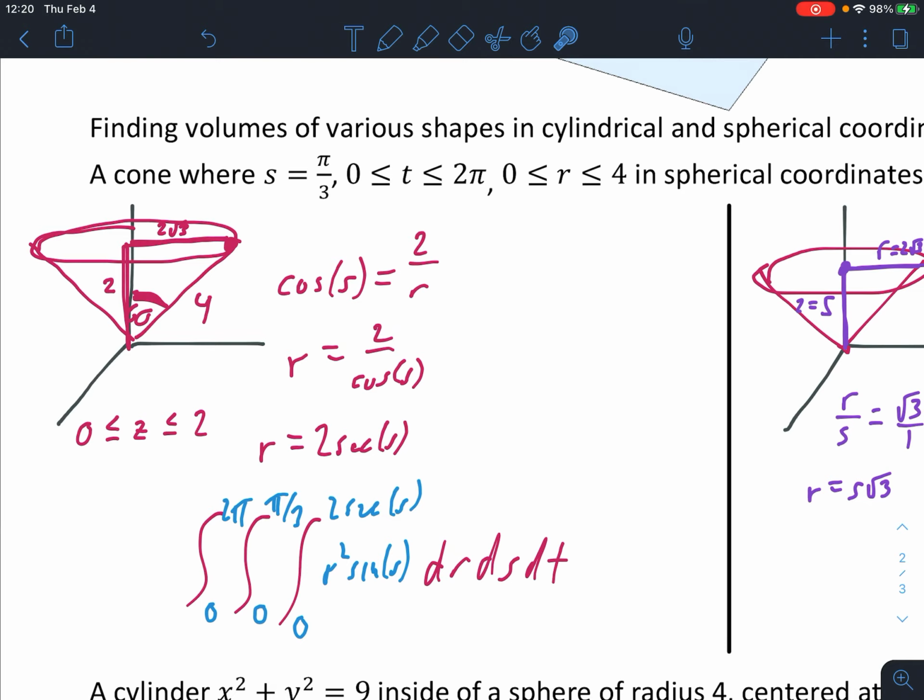S is pi over 3, which means this is a 60 degree angle, which is how I found this to be 2 and this to be 2 root 3. It's a 30, 60, 90 triangle. So this over here would be 30 in a 30, 60, 90 triangle. We know that the shorter leg is half the hypotenuse and the longer leg is half the hypotenuse times the square root of 3.